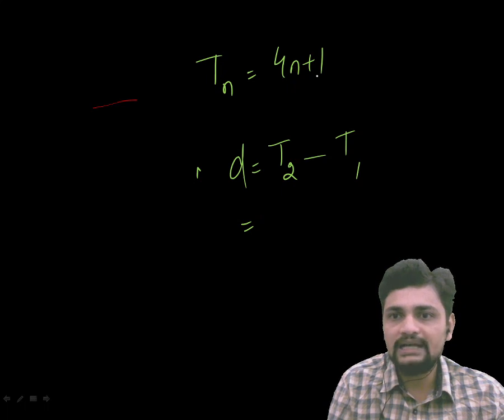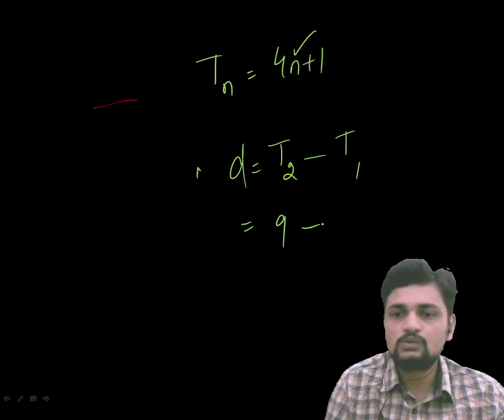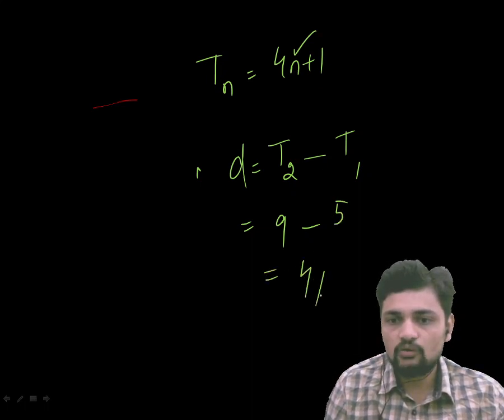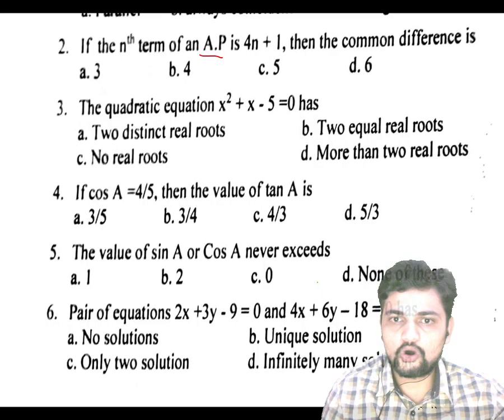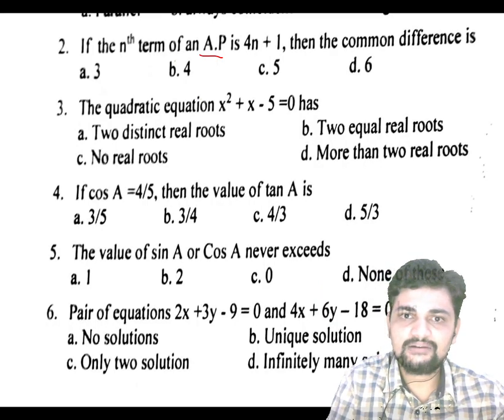To get the T2 value, substitute n as 2 here. 4 twos are 8, 8 plus 1 is 9. To get T1, put n as 1. So 4 into 1 is 4, 4 plus 1 is 5. So 9 minus 5 is 4. So option B is the correct answer here. We'll encircle it and shade it properly.